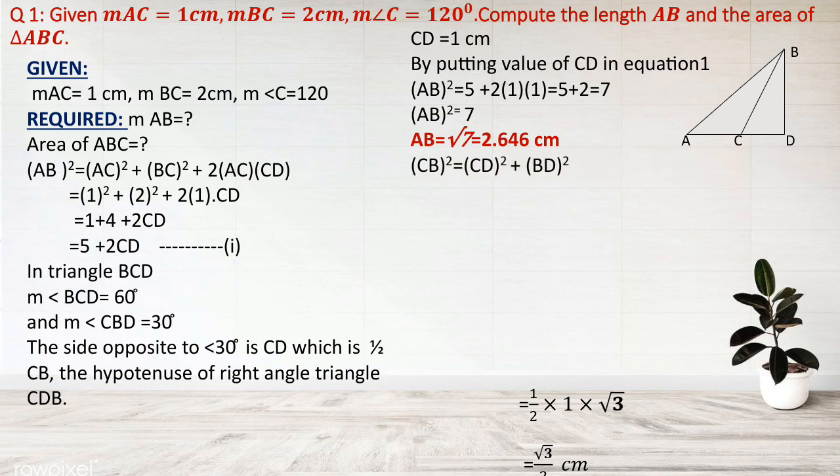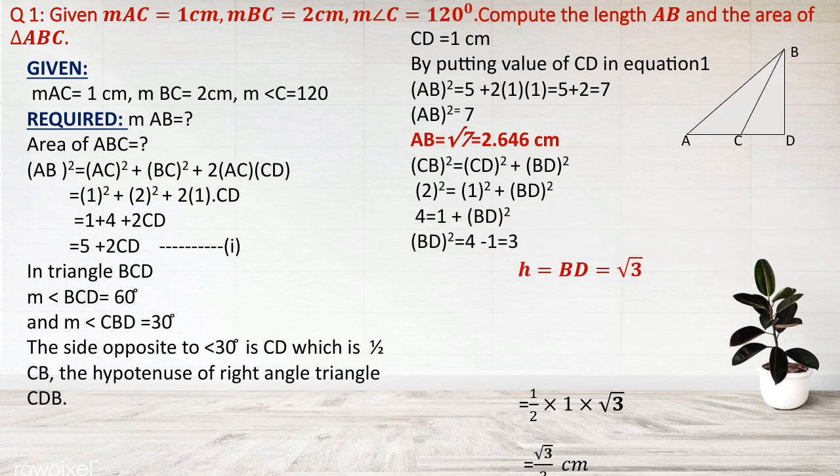Now students, use the Pythagoras theorem again for this triangle: hypotenuse square, BC square, is equal to CD square plus BD square. Substitute the values here, and we are left with BD equals square root 3. Now for the area of a triangle, we know that area is equal to half of base multiplied by height. Here base is AC and height is BD. Substitute the values here, and we are left with root 3 by 2, which is the area of triangle ABC.